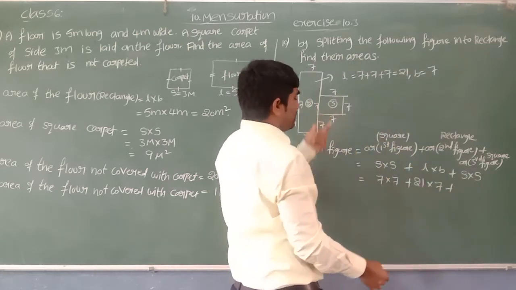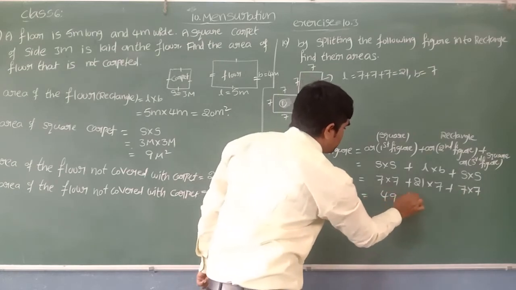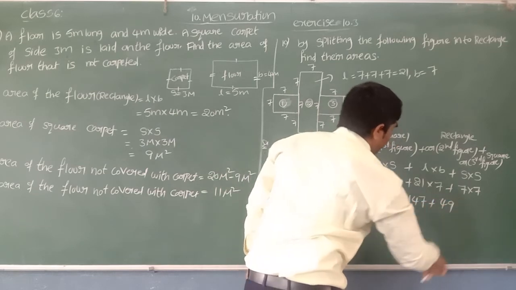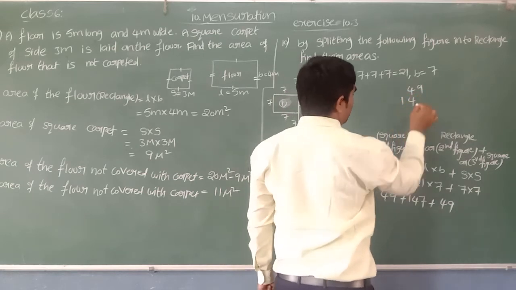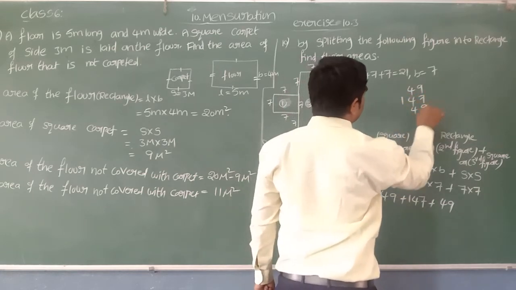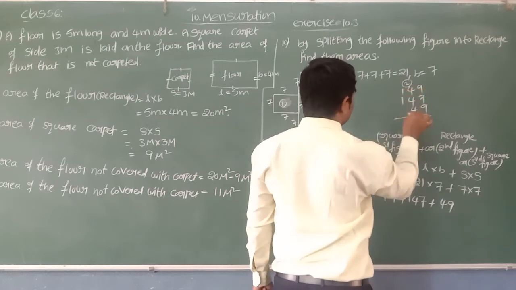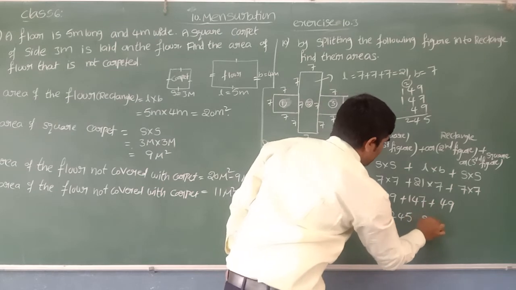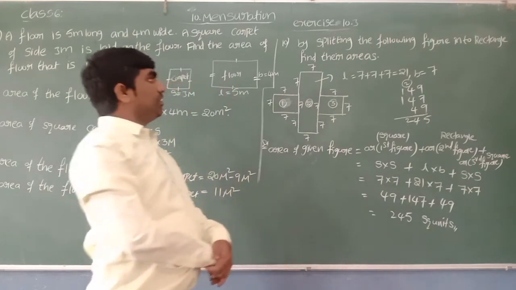Third figure side is how much? Square, it is 7 into 7. Simplify. 7 7s are 49, plus 7 1 is 7, 7 2s are 14, plus 7 7s are 49. So by adding this we get the area of the given figure: 49 plus 147 plus 49. 9 plus 7 is 16, plus 9 is 25, 5 and 2 to carry. 4 plus 4 is 8, plus 9 is 17, plus 2 is 19... the total comes to 245. So area is 245. The area must be in square units. Hope it is clear to all.